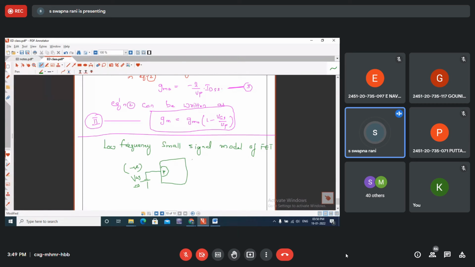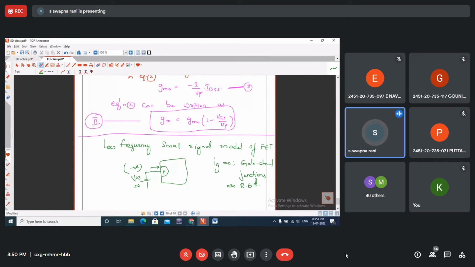So therefore, in FET, the junctions which exist between the gate and channel are always reverse biased. So what will be the current flowing through the reverse biased junction? It is approximately 0. Practically, negligible current will be flowing. Ideally, the current is 0. Therefore, in FET, gate current IG is 0 because the gate and channel junctions are always reverse biased.